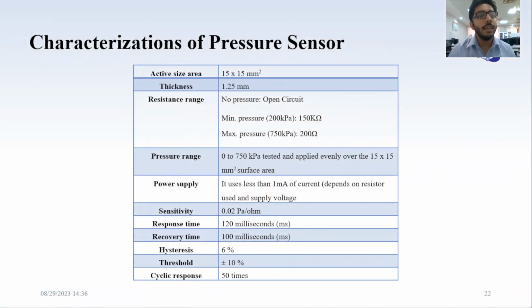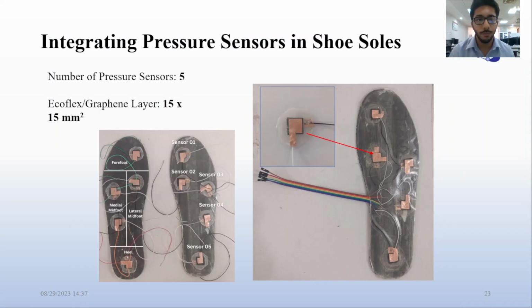So furthermore, these are the characterizations of our pressure sensors. This is the active area size, thickness, resistance change, and the pressure range. And also we have the power supply less than 1 milliampere. It depends also upon the fixed resistor. And the sensitivity we have obtained is 0.02 Pascal per ohm. And this is the response time and recovery time, 120 millisecond and 100 millisecond. And the hysteresis is 6%, threshold plus minus 10%, and cyclic response is 50 times.